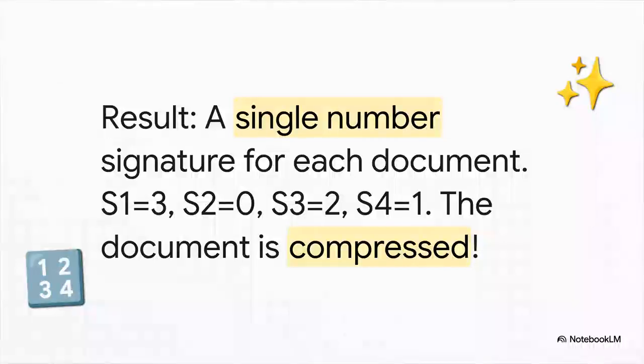An entire document, that whole column of 1s and 0s, has been squashed down into one single number. Think about that. We can do this with a few different random shuffles to get a more reliable signature, but the core idea is this incredible compression of data.